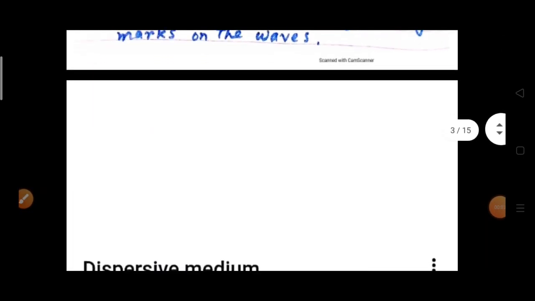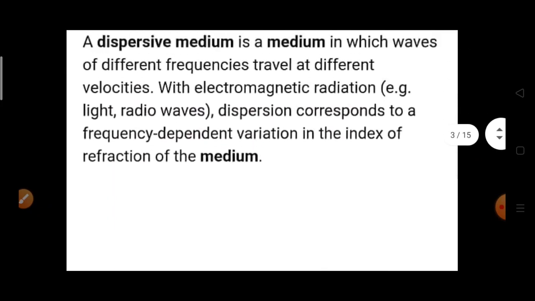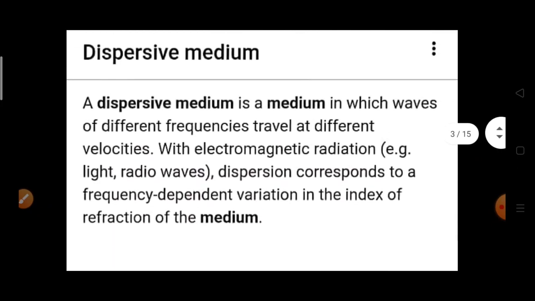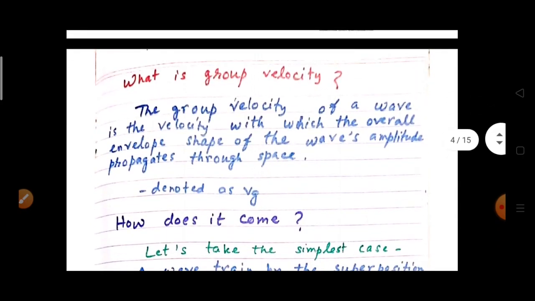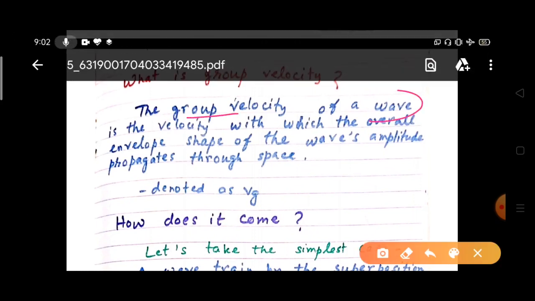Now let's come to the group velocity. Before that, I have told you about dispersion, so we should know about the dispersive medium. I will tell you the definition after some time. So let's come to group velocity. From the name we understand that it is the velocity of a group. And what is the group here? The group is the group of the waves.